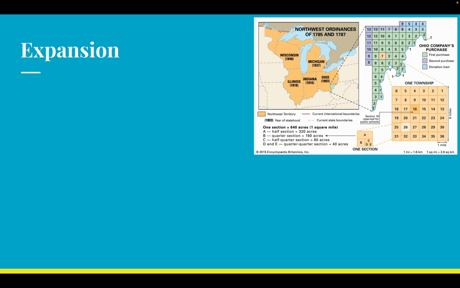All right, let's talk about getting new states. So, like we've mentioned, there's 13 states, right? There's the original 13 colonies. Those are the original 13 states. It's what we got the stripes on our flag for, right?